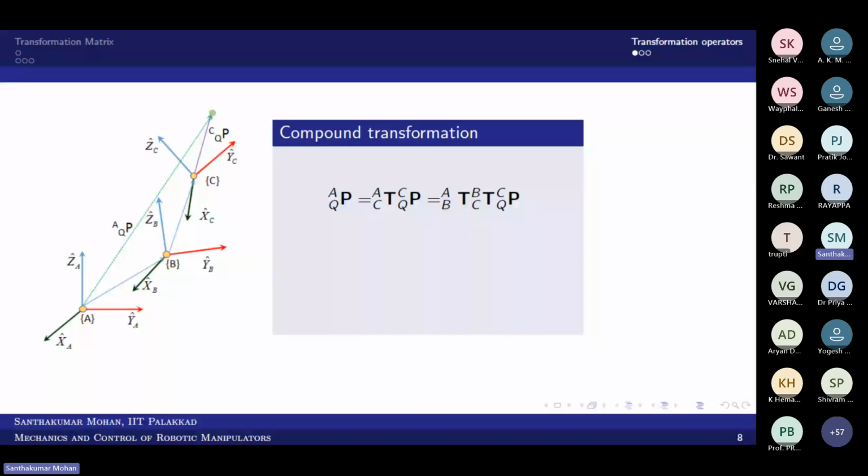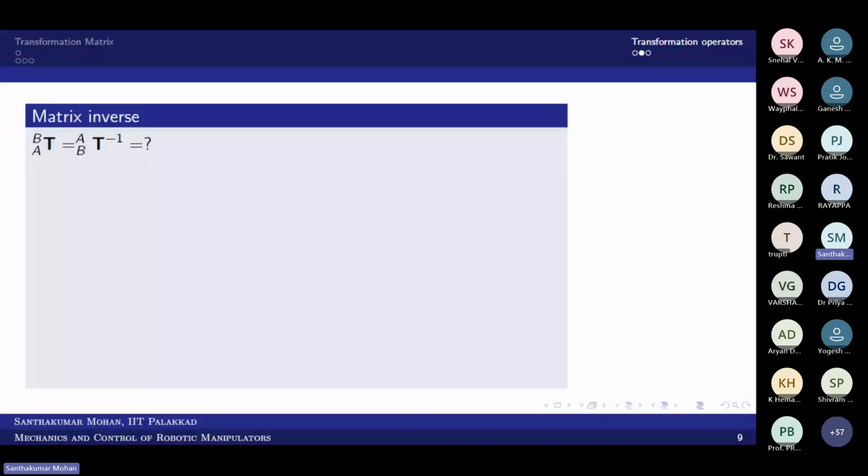In the same way, the second important thing is that we can do the matrix inverse. For example, I know the transformation matrix of B with respect to A. Now I want to know the transformation matrix of A with respect to B. Earlier, for the rotation matrix, it was just a transpose, right? But the transformation matrix is not just a transpose. So we need to invert. That inverse is also quite easy.